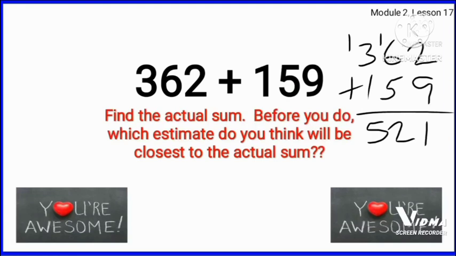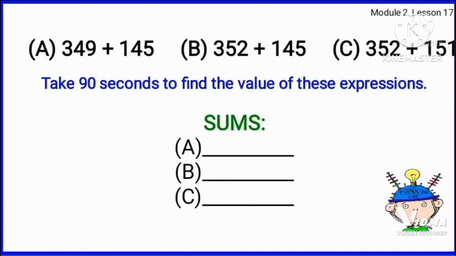All right, so let us now find the actual sum, because we've gotten three different figures. The actual sum will now tell us which of these estimates is closer to the real answer. 362 plus 159 is 521. So which estimate do you think will be closer to the actual sum now? Alright, so you see for yourself. Since the actual answer is 521, which estimate gave us 520? Yeah, you see now, that is the closest.